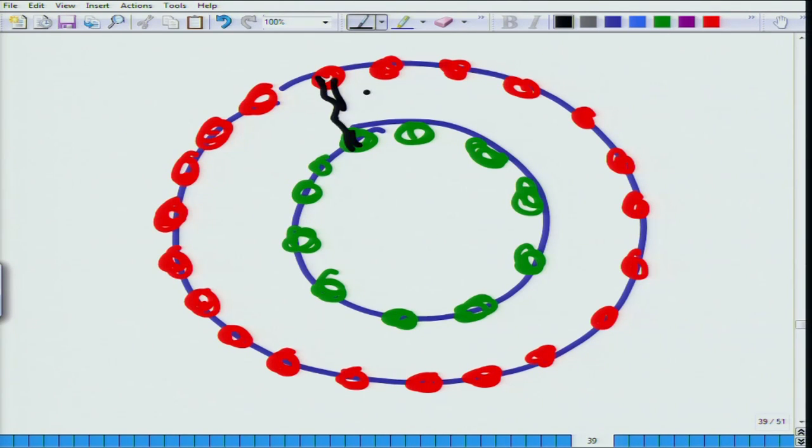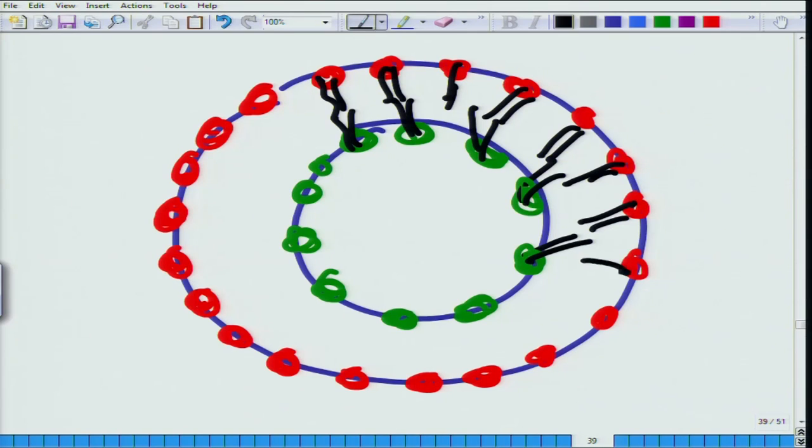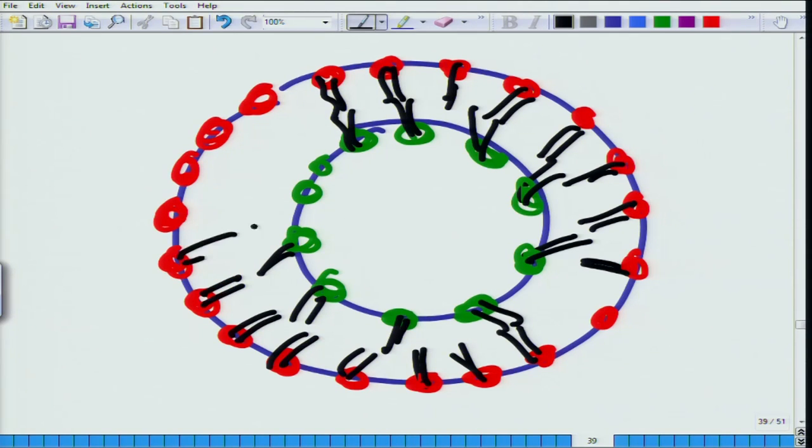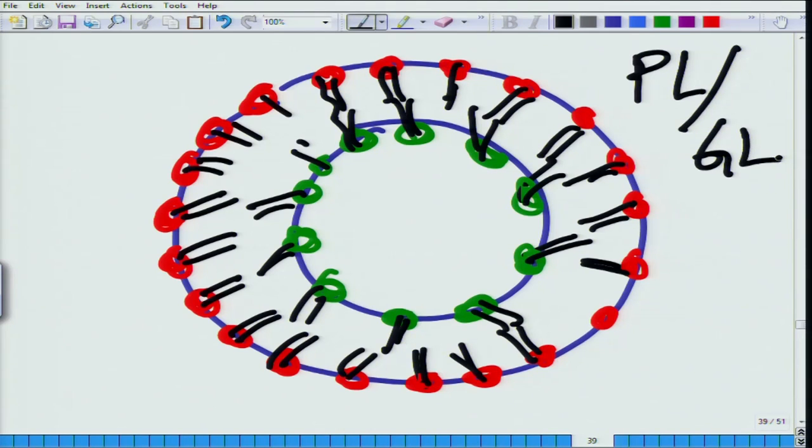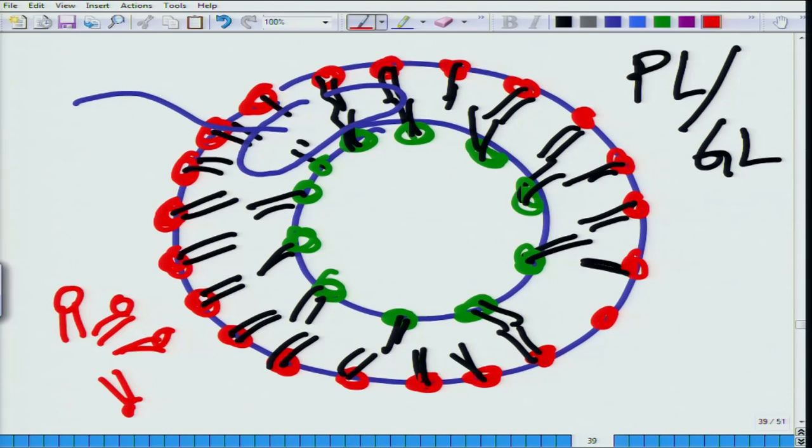These are the hydrophobic tails. This is the tendency of these phospholipids and glycolipids to form like that, because their hydrophobic chains are very, very bulky, and they prefer to form a bilayer structure instead of a single layer micellar structure like this, which I was showing you just a couple of minutes back.